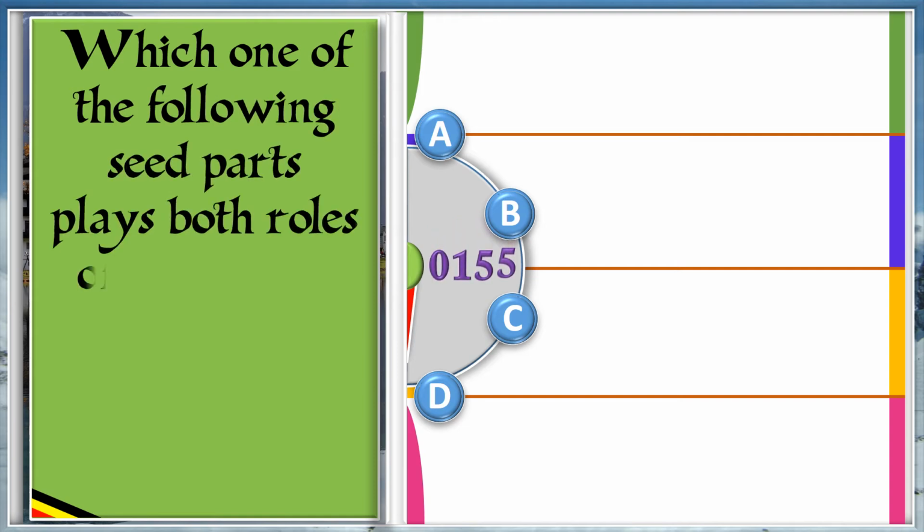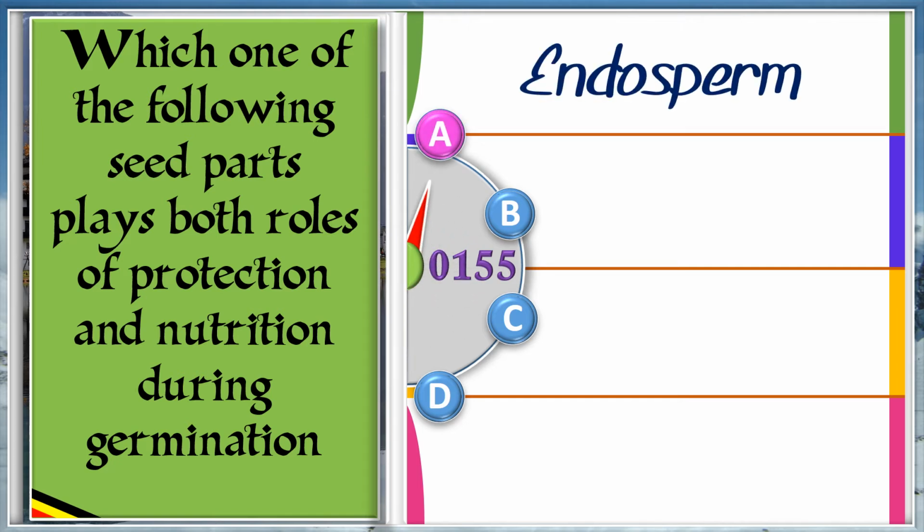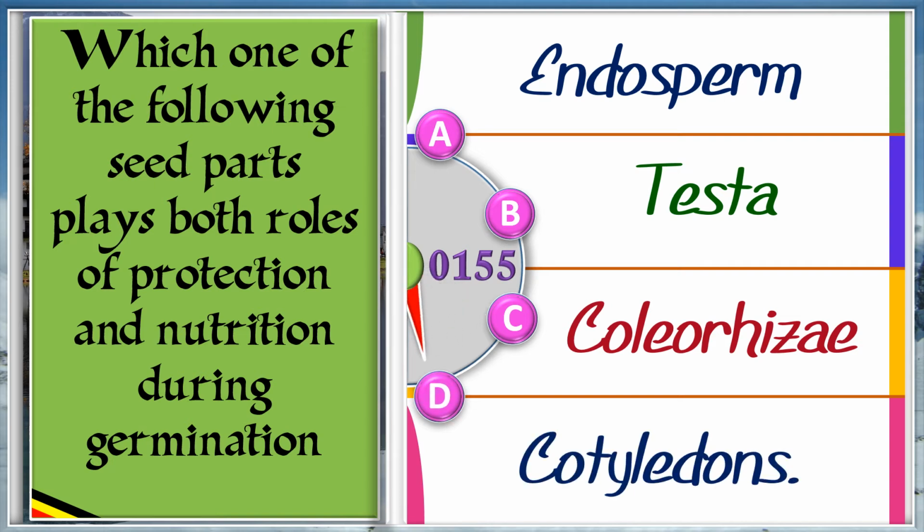Which one of the following seed parts plays both roles of protection and nutrition during germination? A. Endosperm. B. Testa. C. Coleoptile. D. Cotyledon. And the answer is D. Cotyledons.